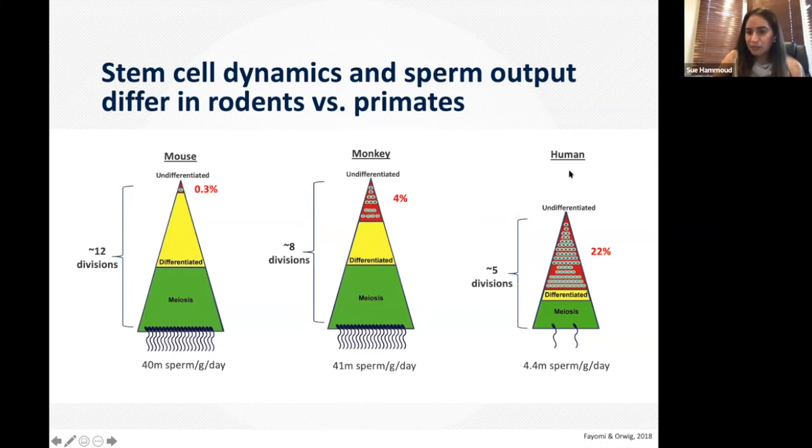In humans, this process is a little bit different. You have a larger spermatogonial stem cell pool to begin with. Therefore, the transient amplifying divisions that need to occur in human are much fewer than in mouse. As a result, you need to undergo 5 divisions before you give rise to sperm. However, this process in human is a lot more inefficient, and you have about 4.4 million sperm produced per gram of testes per day.